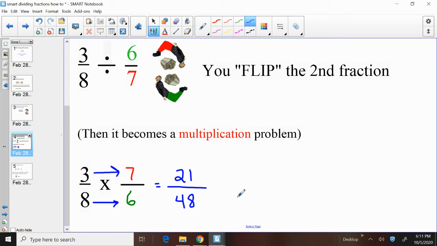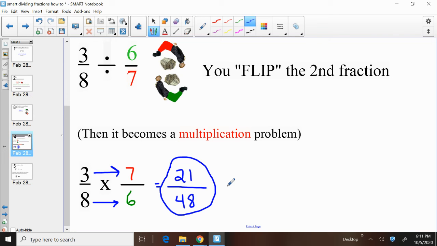Dividing fractions is just that simple. You keep the first fraction, you change the division to multiplication, then you flip the second fraction, and then you multiply across. And there you go, 21/48. Okay, and I wonder if that can be reduced. It probably can.